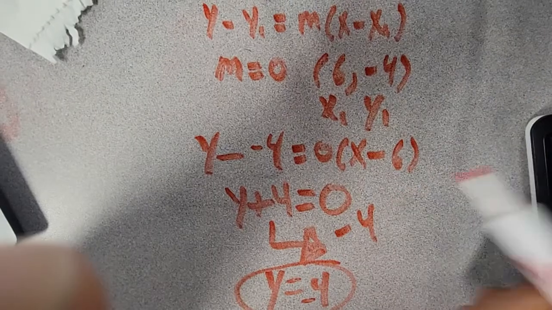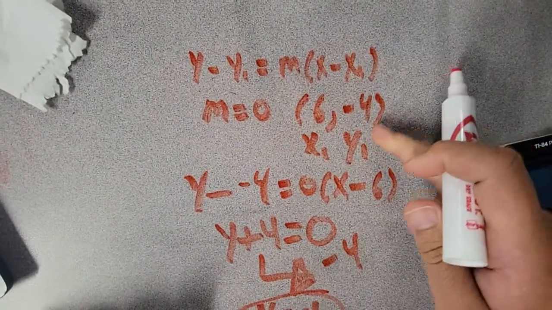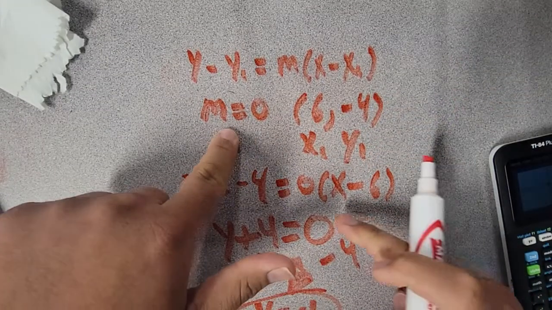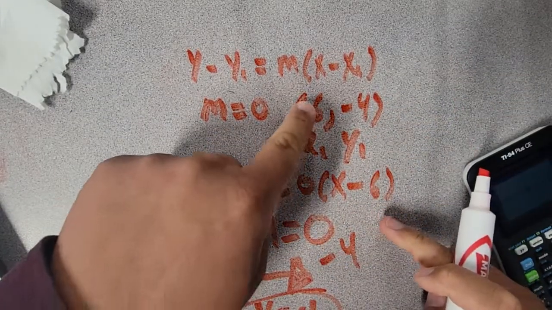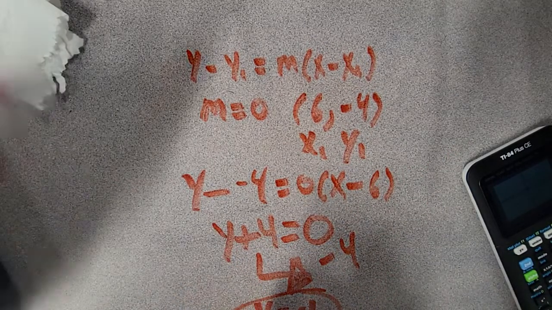Go ahead and do the same thing here. So you have the slope is 0, you have the points. Go ahead and fill it in where it belongs. This number goes here. The m number goes here. The x number goes over here. And then we just clean it up. Okay?